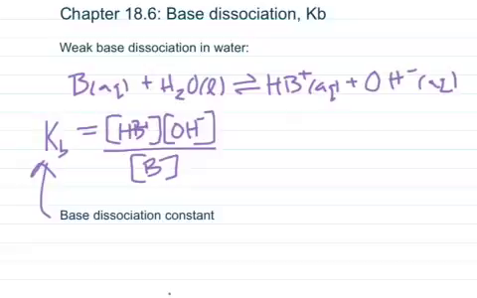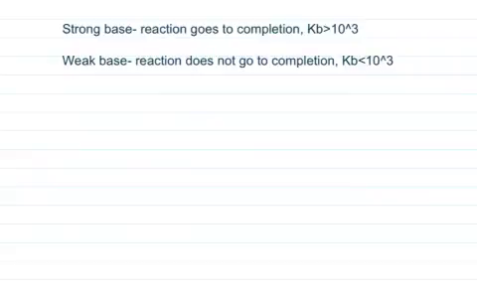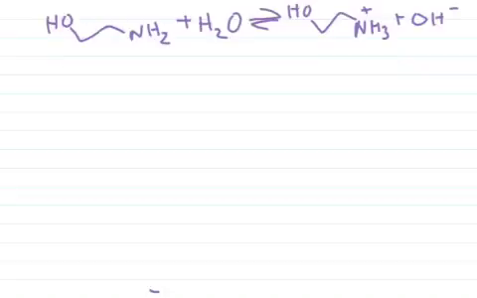When the Kb increases, so does the base strength. A strong base, the reaction goes to completion. That means Kb is greater than 10 to the third. While a weak base, the reaction does not go to completion, so the Kb is less than 10 to the third. Let's write out a base dissociation constant.